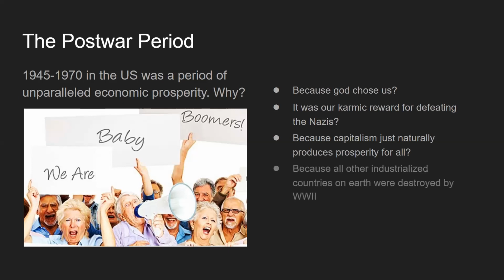But when you zoom out a little bit and look at it in a historical materialist way, you can realize that the real reason this period was so good is that all other industrialized countries on Earth were destroyed by World War II, right? Coming out of World War II and the Depression, the historical factors all lined up in a way that made America the richest country on Earth for that period. And it's not really natural to expect that level of prosperity under capitalism to exist outside of those conditions, right?